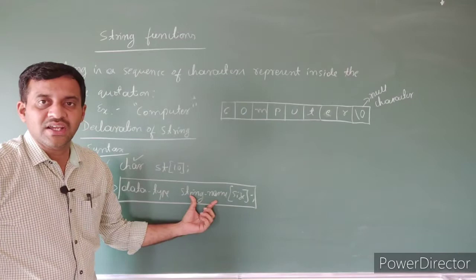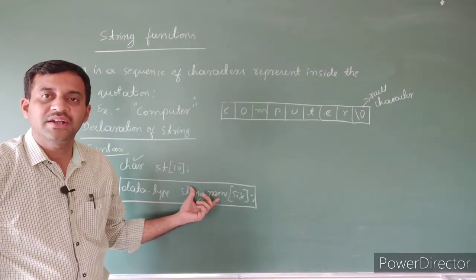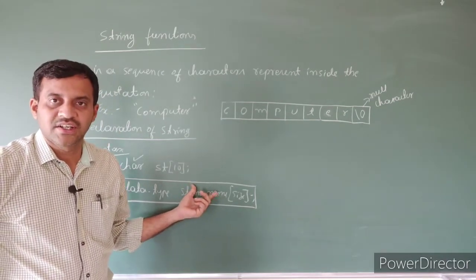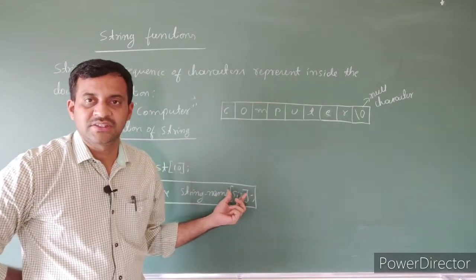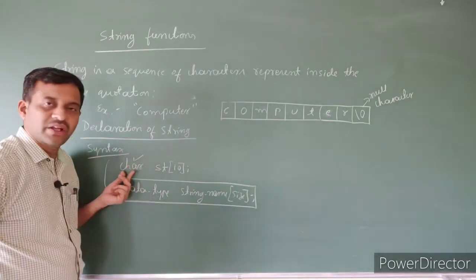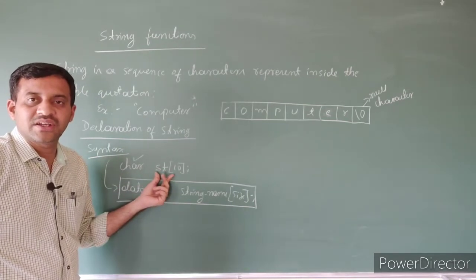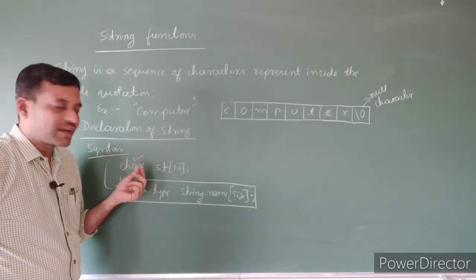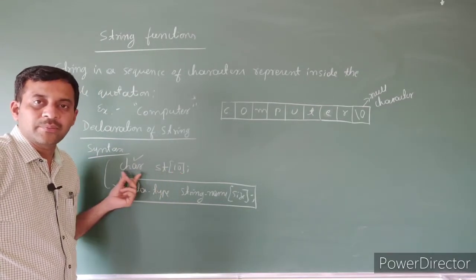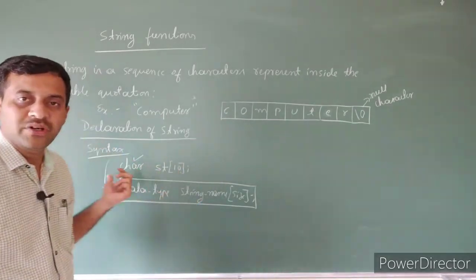Then the string name is an identifier. Already we know what identifiers are: names given to programming elements are called identifiers. Then the size of the index is always a positive integer number. See the example, char st[10]. What is the meaning of char st[10]? Here the array name st has 10 elements of the type character.